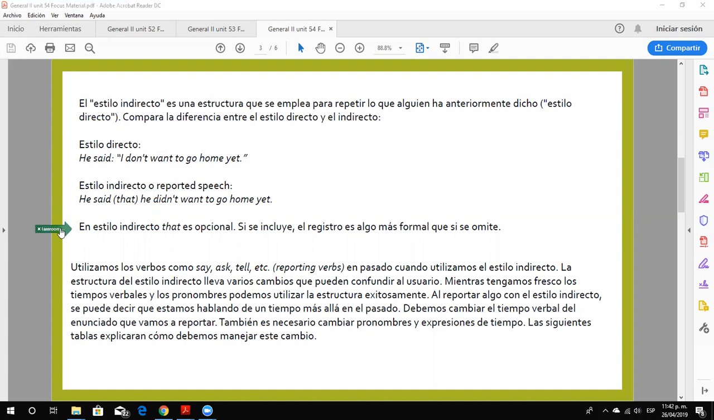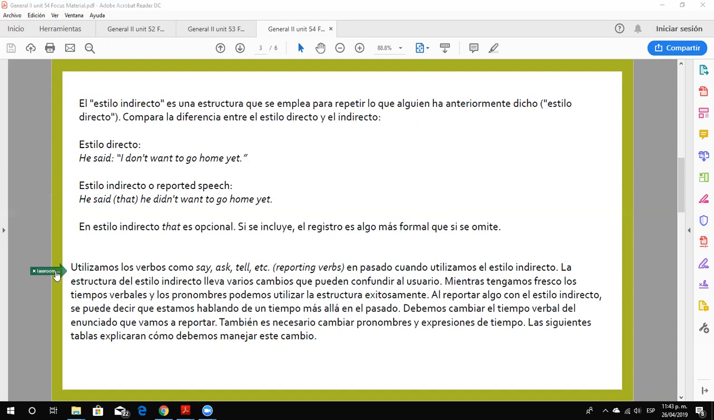In the indirect style, "that" is optional. If it is included, the register is more formal than if it is omitted. As far as we can see, direct speech is what somebody said word by word, literally. Whenever we talk about indirect speech, we talk about something that somebody else said, but we are going to say it in our own words.